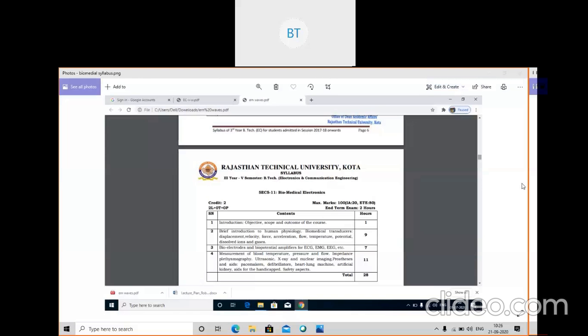I told you also to maintain a notebook for biomedical, so that when the paper comes and you read from that, you will get some idea. Please maintain those notes from your side also, so that it will be easier for you to write in the paper. So in today's session I am going to deal with artificial kidney.